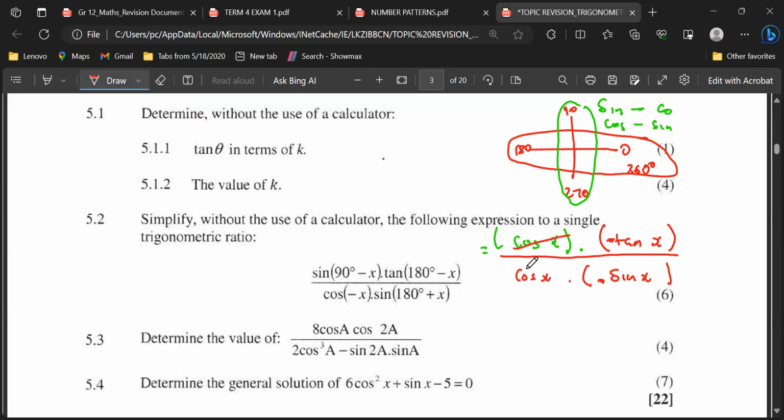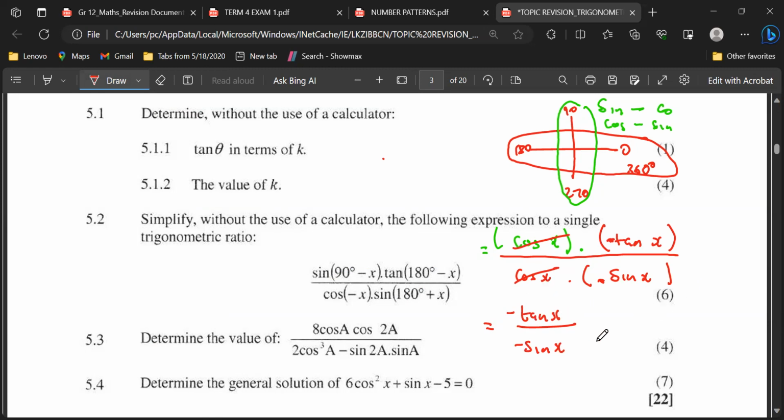And then you can clearly see what you have. You have this one and this one. They're going to divide each other out again. And then what are you left with here? You are left with the tan of x again, all over. It's minus tan x again, all over minus sine x, like this.